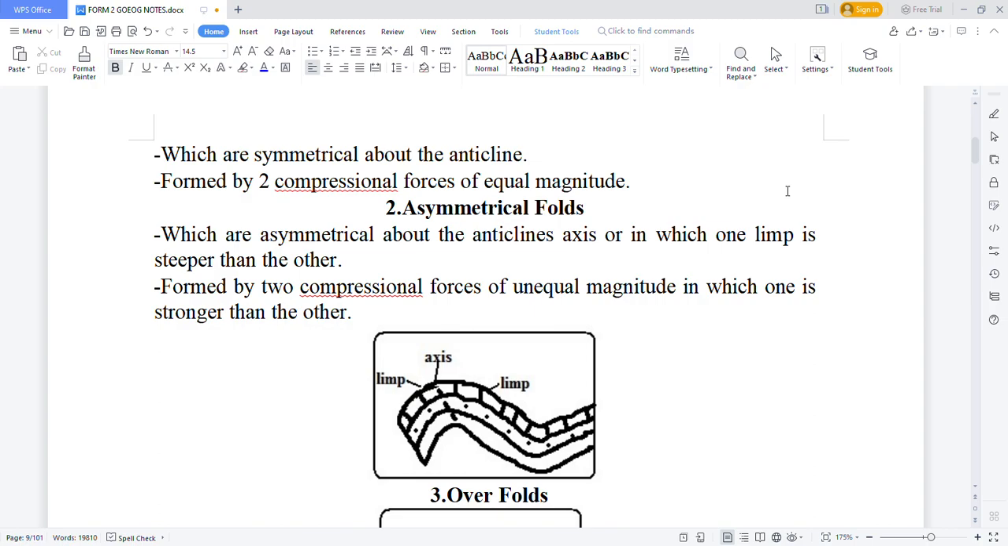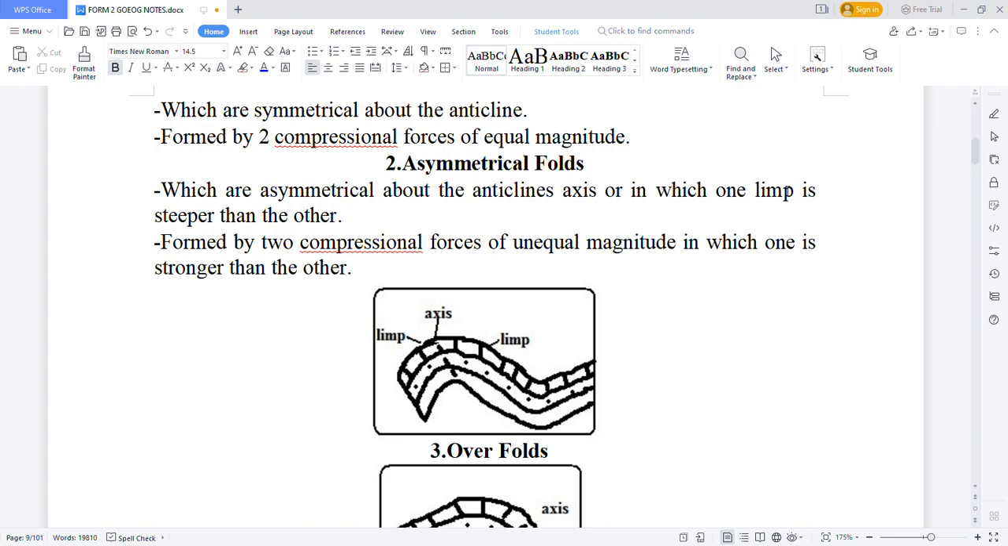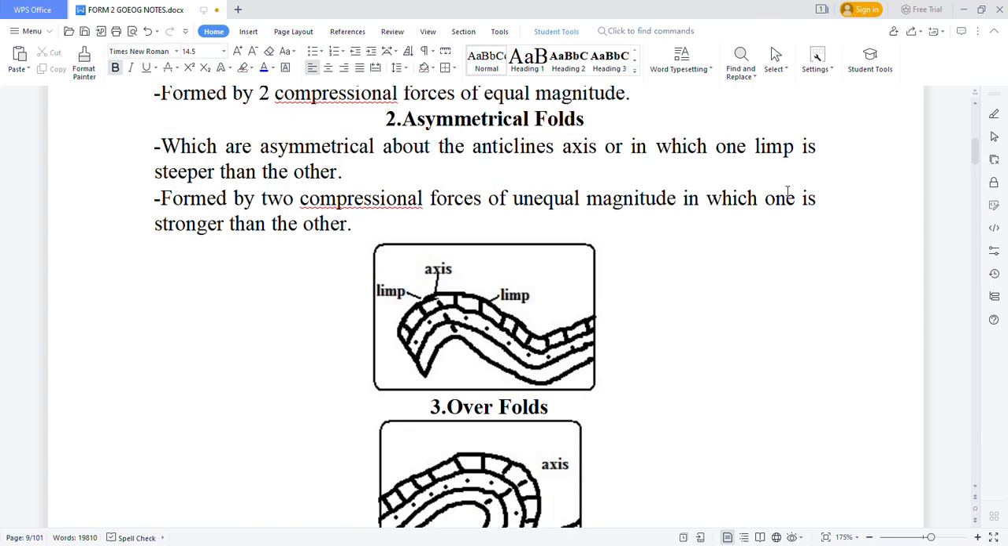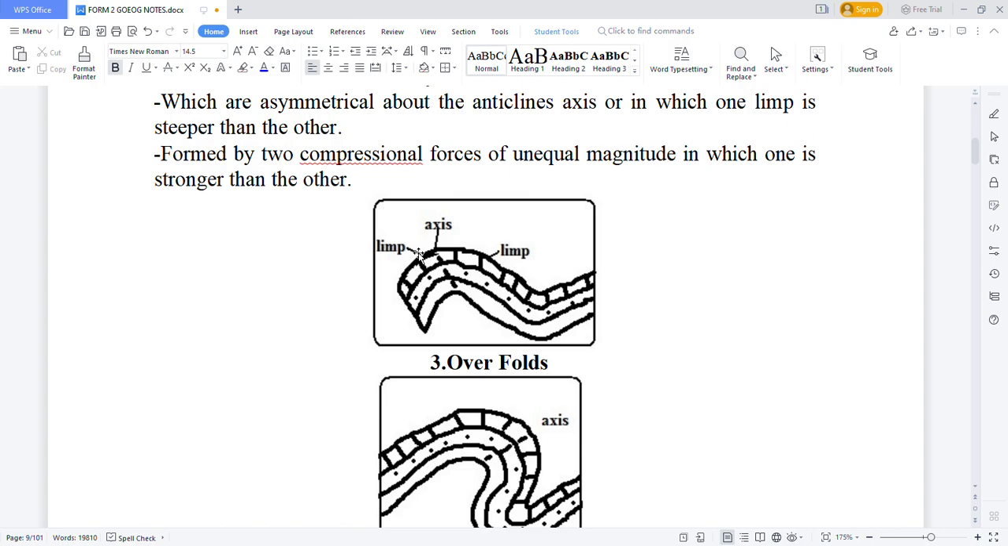What are asymmetrical folds? In asymmetrical folds, about the anticline axis, one of the limbs is steeper than the other. So you can have a look at it. They are formed by two compressional forces of unequal magnitudes in which one is stronger than the other. So you can have a diagram.